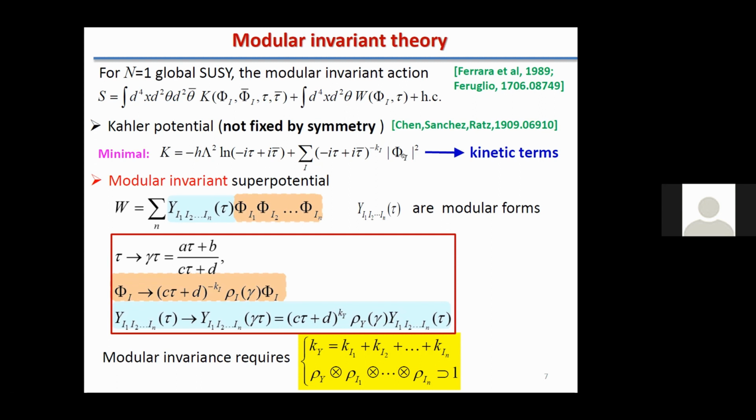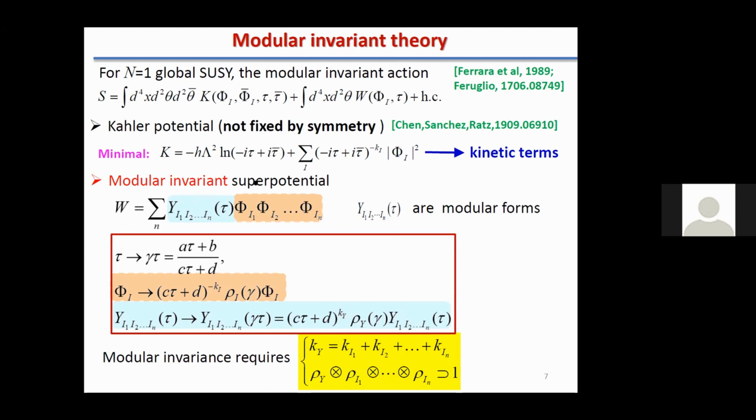For example, we can add Y dagger Y, where Y is a modular form. So this is a drawback of the modular invariant approach. But this is an open question. We usually take the minimal form. That means the first term is the kinetic term of the complex modulus. The second term is the kinetic term of the chiral fermions.